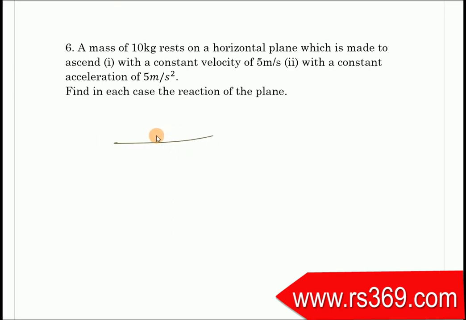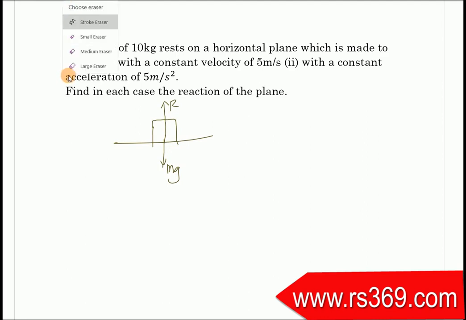If this one is the surface, and that is the body resting on a horizontal plane, there will be a reaction R because of a weight downwards, which is mg. Now, Roman 1: if the body is moving upwards with a constant velocity, it means that the forces are counterbalancing one another, that there is no resultant force. That means that the upward force is equal to the downward force. In other words, acceleration is equal to 0.